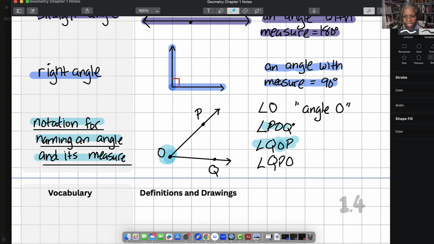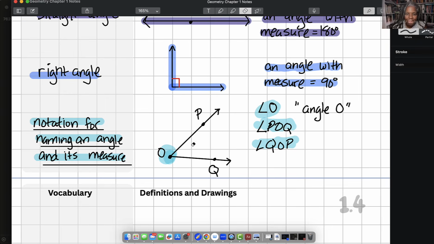So this is an acceptable way of referring to this angle, QOP. This is an acceptable way, POQ. And if the angle is alone and there's nothing else, no other rays coming out from the vertex, calling it angle O is sufficient. So these are the only proper ways to refer to this angle.